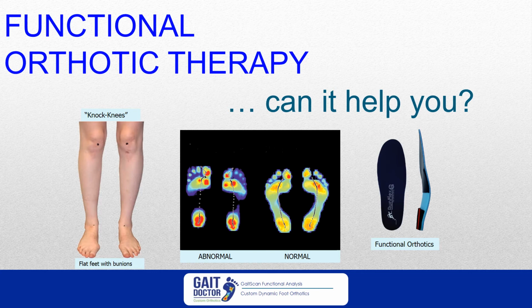Now, based on the data that comes from these images, we then use custom orthotics, functional orthotics, to put under the foot to control the motion. So without the orthotic, you can see on the left there that this person ends up with knocked knees, with arches that collapse, and with bunions. And her right bunion is worse than her left bunion. And so this person has all kinds of pain, including shin splints.